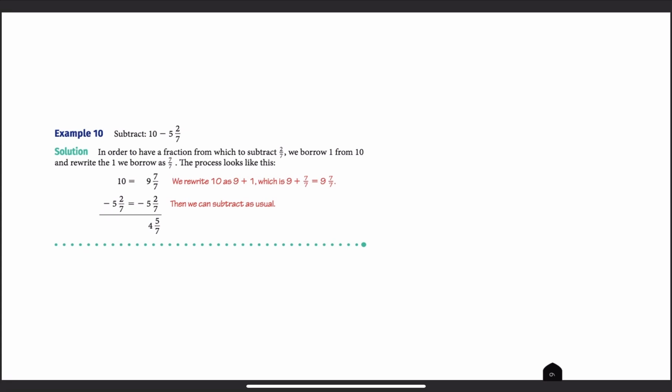All right, now let's subtract again. This time it's going to be a little more difficult. 10 minus 5 and 2/7. So when I go to stack it, I have 10 minus 5 and 2/7. So the problem is, until I figure out how to take the 2/7 away, I can't take the 5 away. So what I can do is I can borrow, right? Because 10 is the same thing as 9 plus 1.